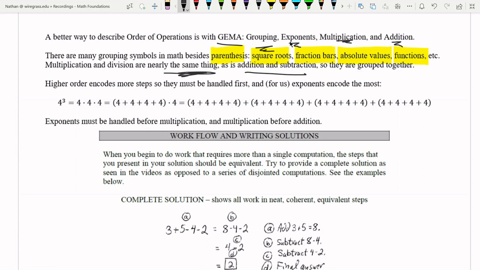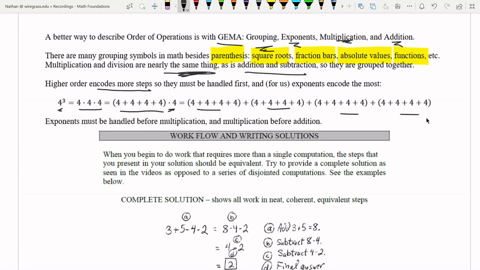And the whole point of what we're trying to show is that the things you do first encode more steps. That can be seen here with exponents. 4 cubed is the same thing as 4 times 4 times 4, which of course, multiplication is just repeated addition. 4 times 4 is 4 plus itself 4 times. But that's being multiplied by 4, so you're going to have a lot of addition. 4 cubed is an extreme amount of addition, whereas 4 times 4 is a little bit of addition. It's more than just 4 plus 4, but 4 to the power of 3 is a lot of addition.